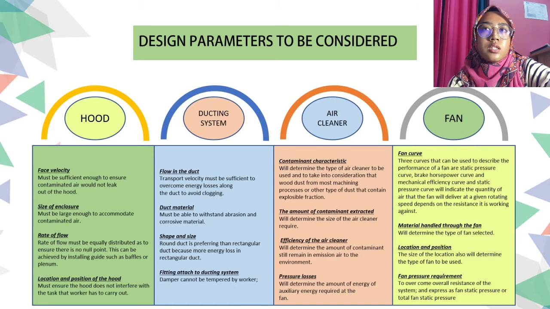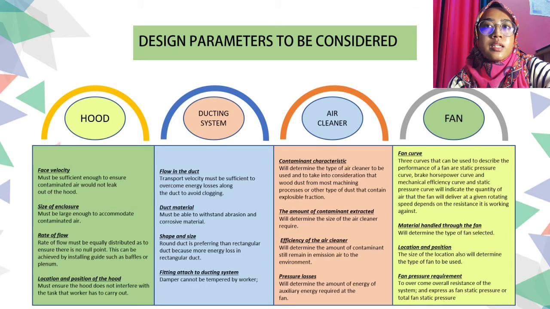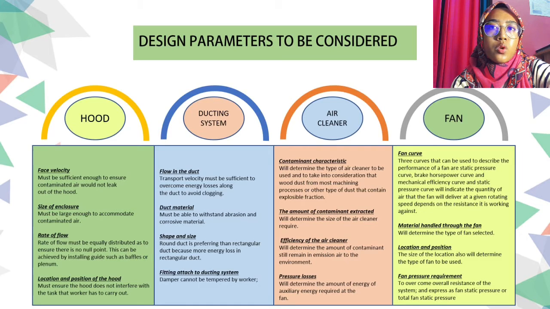For the system design parameters, the flow in the ducts must have a transport velocity sufficient to overcome energy losses along the ducts and to avoid clogging. The duct material must be able to withstand abrasive and corrosive material. For shape and size, round ducts are preferred over rectangular ducts because there is more energy loss in rectangular ducts. For fittings attached to the drawing system, the damper cannot be tampered with by workers.